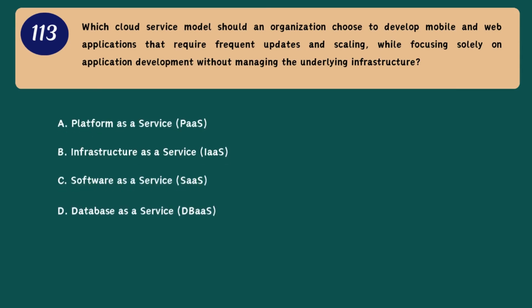Question 113. Which cloud service model should an organization choose to develop mobile and web applications that require frequent updates and scaling, while focusing solely on application development without managing the underlying infrastructure? A. Platform as a service. B. Infrastructure as a service. C. Software as a service. D. Database as a service.